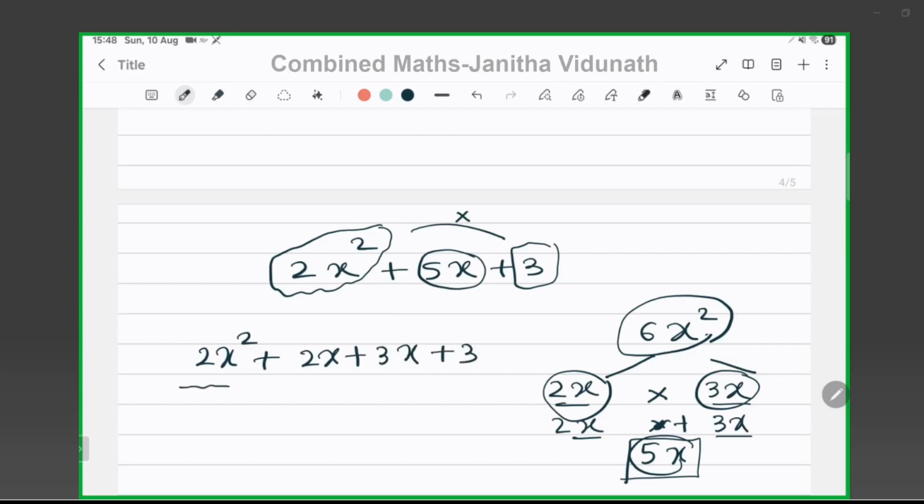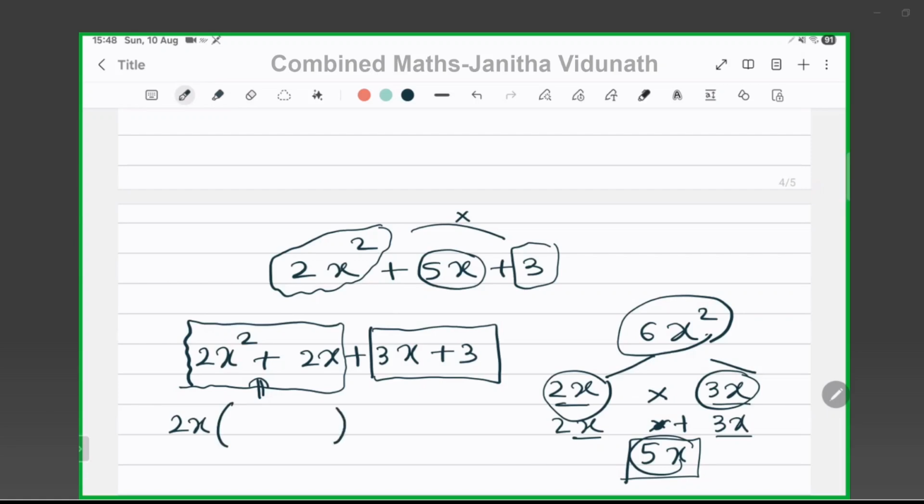Then we group these two terms as one group and these two terms as another. When we consider the first two terms, 2x is common to both. If we take 2x from this, there is a remaining x. And if we take 2x from this term, there is a remaining 1. And when we observe the other two terms, 3 is the common factor. Then we get 3 times x plus 1.